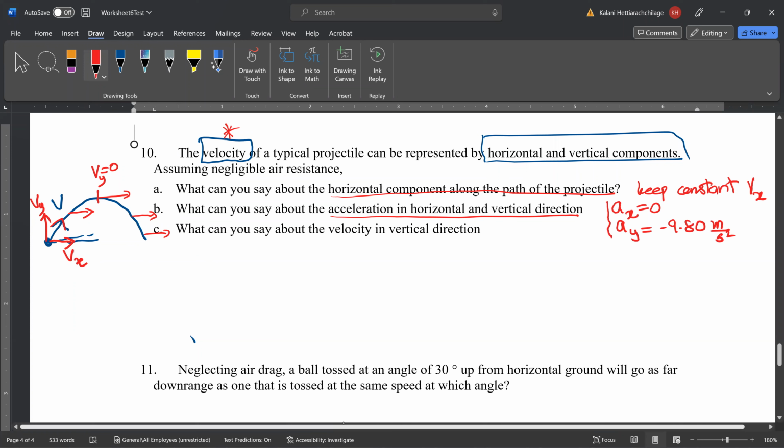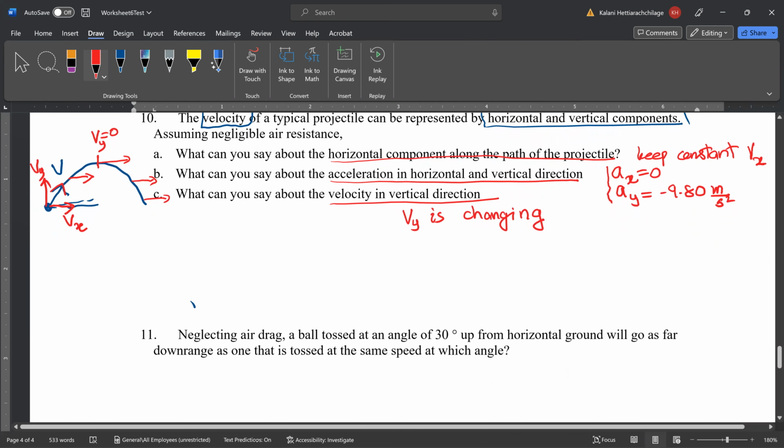And what can you say about the velocity in the vertical direction? The vertical direction velocity, Vy, is changing. That's why you have the acceleration in the y direction. That's the conceptual understanding of the projectile.